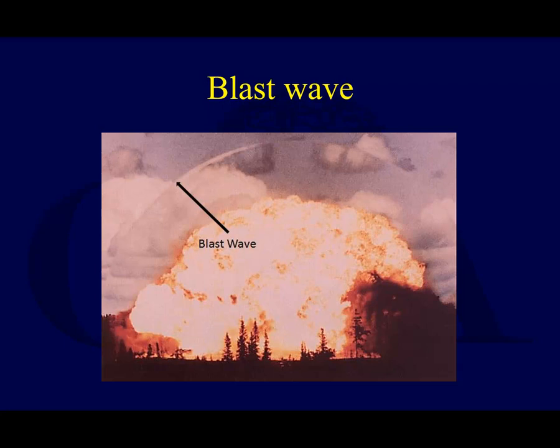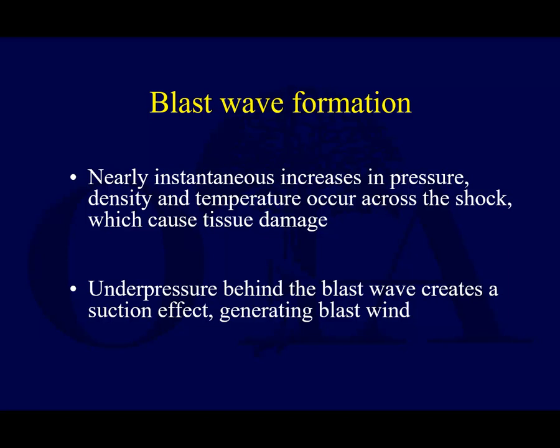So here's a photograph of an explosion, basically milliseconds post-explosion. And you see this thin crust of compressed air at this arrow. And that comprises the shock wave, which here is actually visible. And then you can also see the zone of thermal injury, which is where the flames are, obviously. So blast wave formation causes nearly instantaneous increases in pressure, density, and temperature across the shock, and this causes tissue damage. And then the under pressure behind the blast wave creates this suction effect, and that's what creates the blast wind.